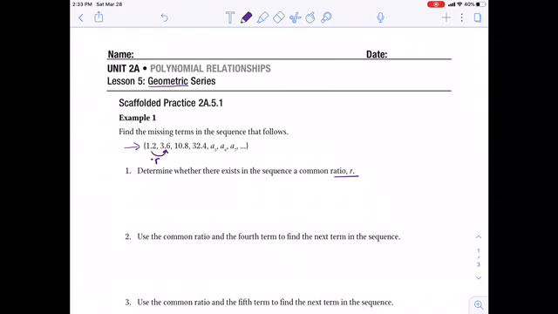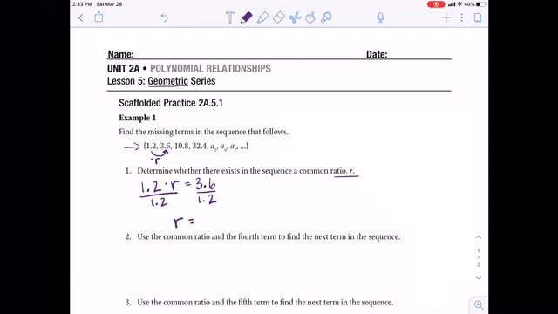But if you can't see it, well, I know that I took my number 1.2, I multiplied it by whatever that common ratio r is, and I got the answer 3.6. So if I solve this equation, all I have to do is divide on both sides by 1.2. If I type into my calculator 3.6 divided by 1.2, I get that r equals 3. Which tells me that as I travel down this sequence, each time I'm just multiplying by 3.